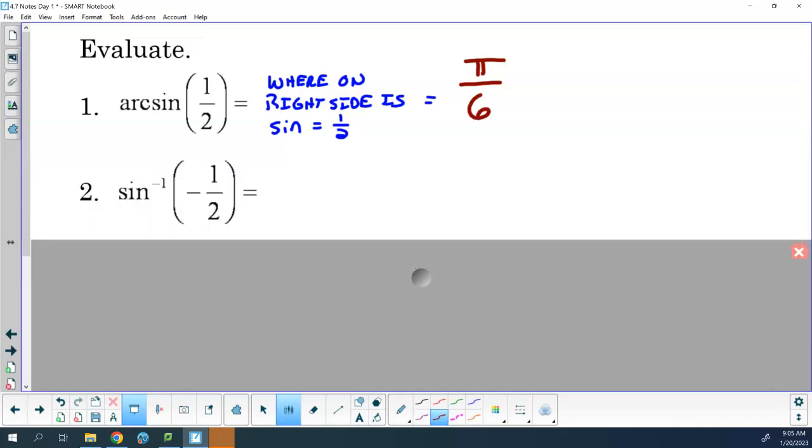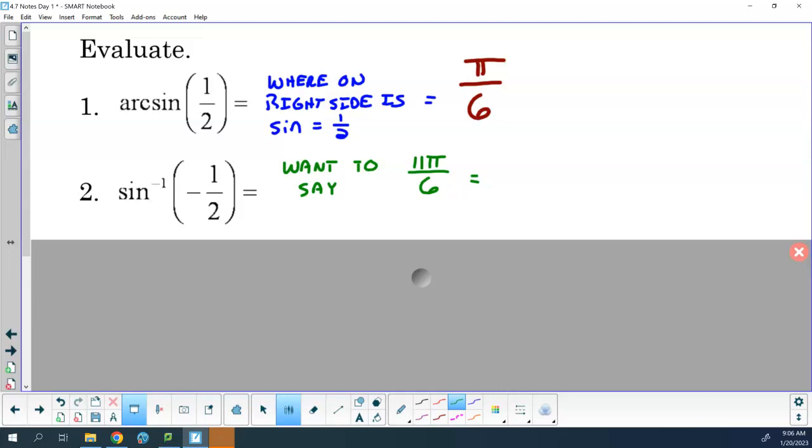Tweak it. Arc sine or inverse sine, they are interchangeable. Saying to myself, self, where on the right half of the unit circle is the sine value negative 1/2? You want to say 11 pi over 6, right? Why is it not right? What's wrong with 11 pi over 6?